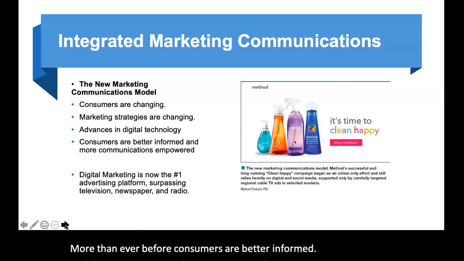If you go somewhere, let's say you go to dinner and you get a bad meal, you can instantly go on Facebook or Instagram or Twitter and talk about how you got this terrible meal at ABC restaurant. So this new communications model has forced companies to really look at and emphasize integrated marketing communications. Also, if you notice there on the bottom, I think this actually happened last year, but digital marketing is now the number one advertising platform, passing up television, newspaper, and radio.